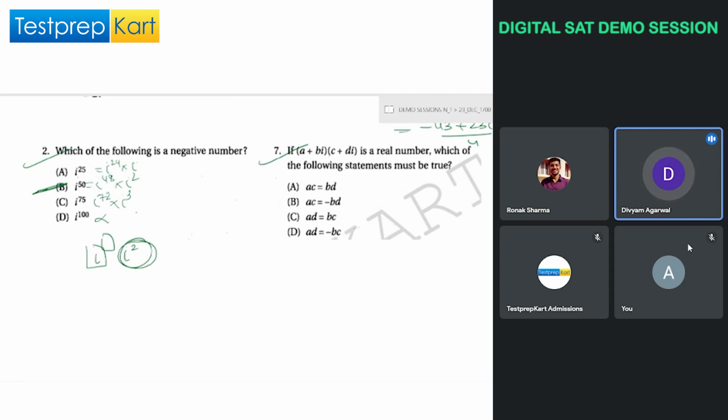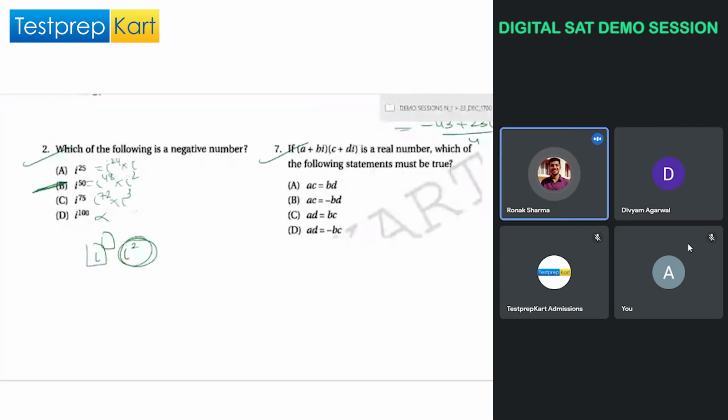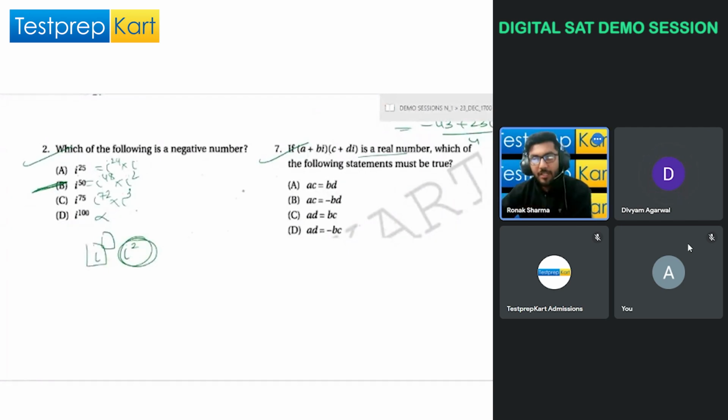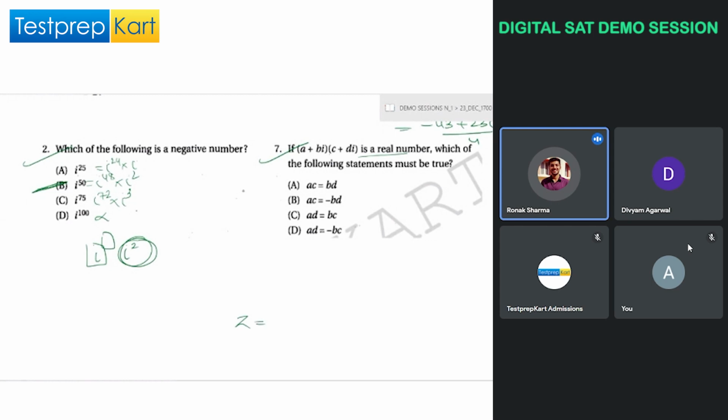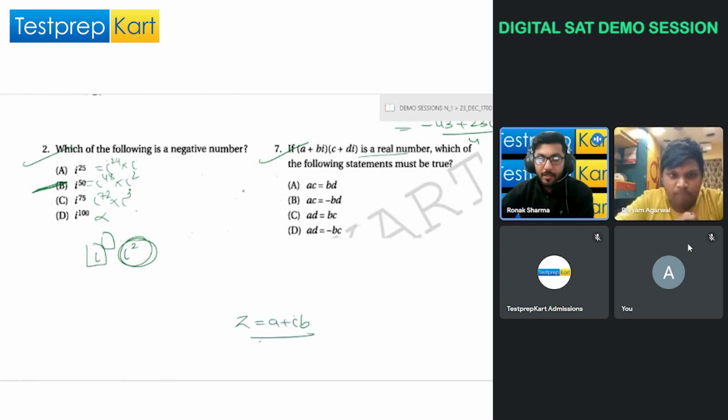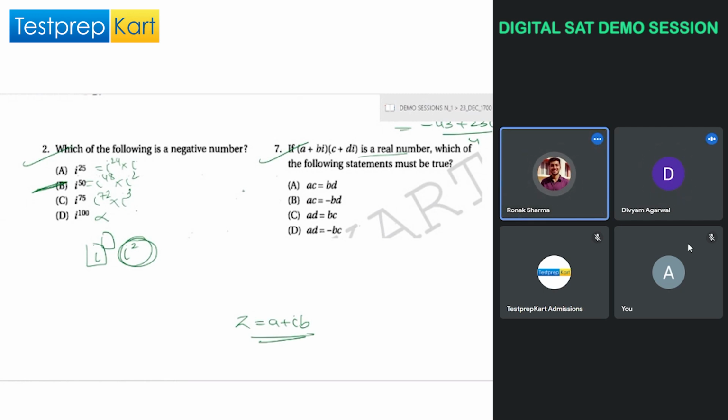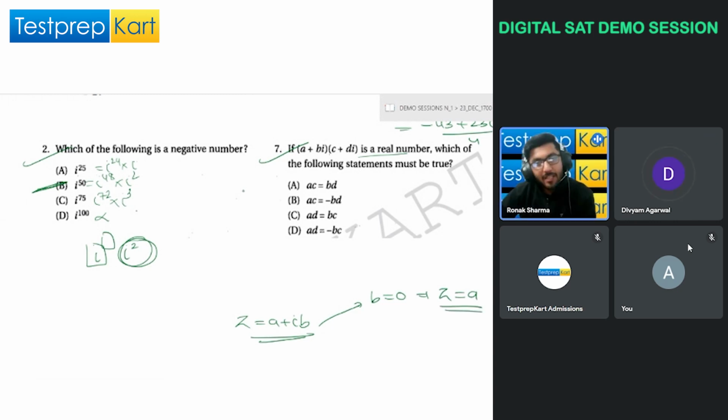Seven, the answer is D. For that, we need to see if it is a real number. Always remember, whenever we talk about a complex number, I told you in the beginning that a complex number does include the real number system inside it. That means when B is 0, Z will be equal to A only, and A is a real number. So now the complex number is simply a real number only.